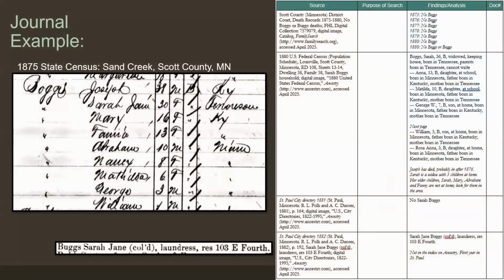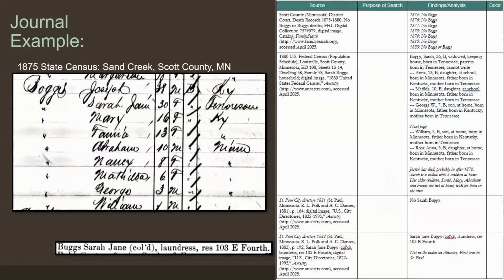This is an example of my journal format. I realize it's small, but what you want to take away from this is you want something to help you keep your citations. The first column is my sources. I put all my citations in there, where I found it, what it was, and all the information I'm going to need. That middle column is purpose of search. Sometimes I use that, sometimes I don't.